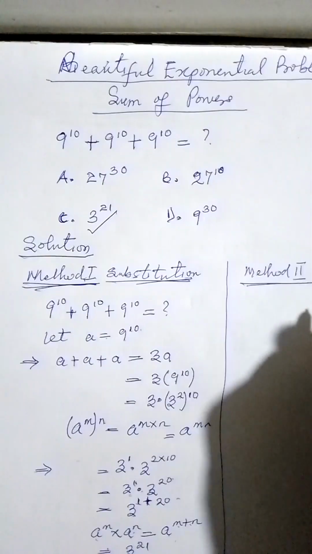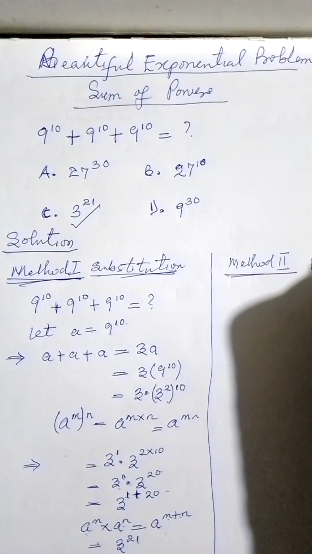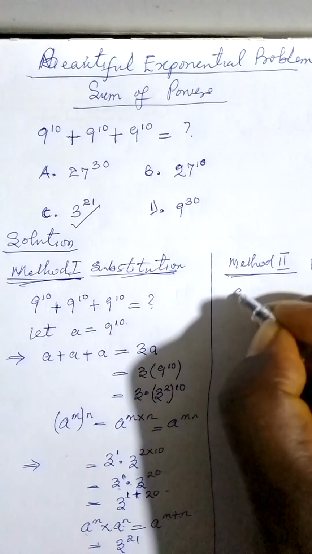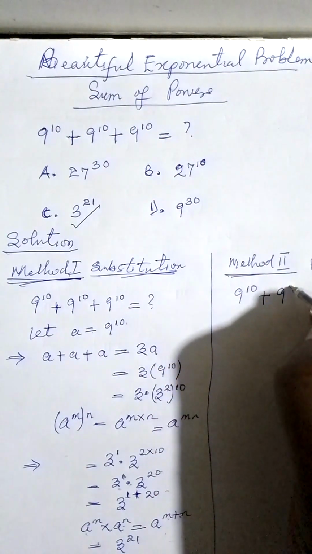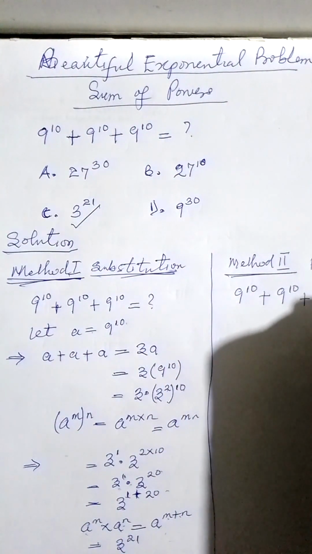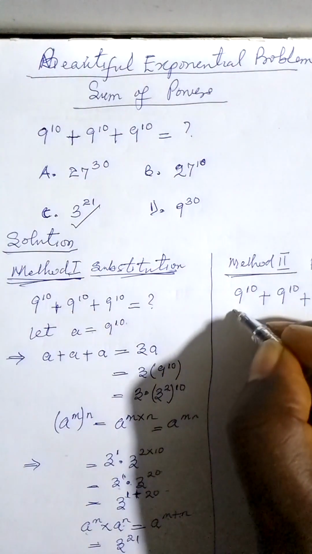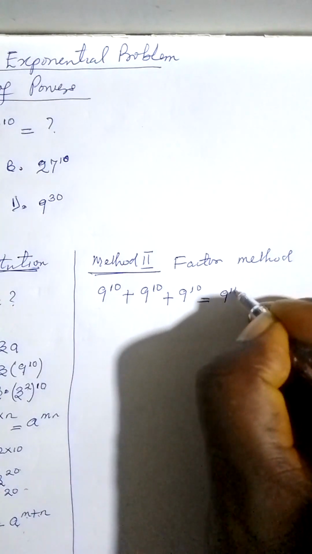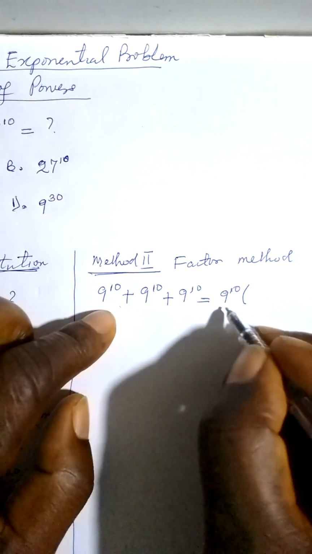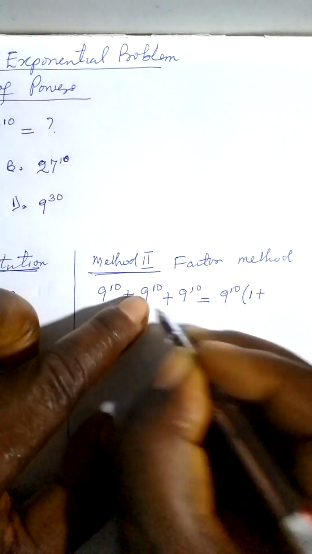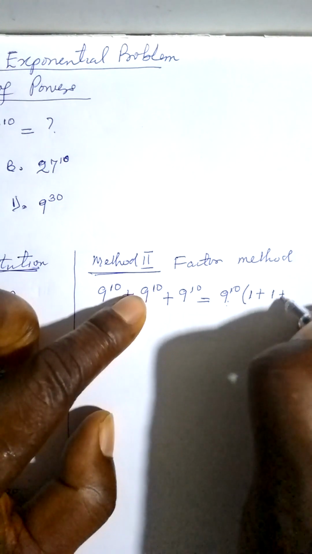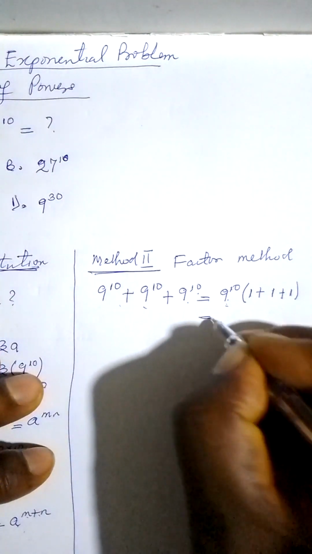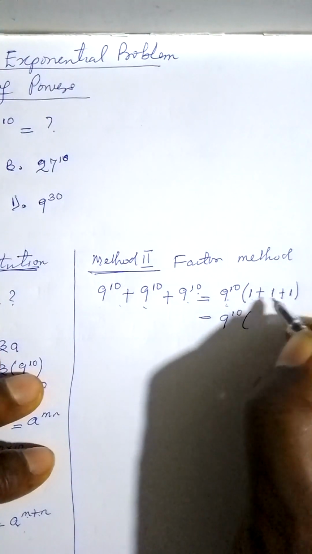So let's quickly look at method 2, which is a factor method. So we have 9 to the power of 10 plus 9 to the power of 10 plus 9 to the power of 10. The common factor here, since 9 to the power of 10 is common to all, so I'm going to just take out 9 to the power of 10, and then I have 9 to the power of 10 divided by 9 to the power of 10 will give us 1. 9 to the power of 10 divided by 9 to the power of 10 will give us 1. And then finally, 9 to the power of 10 divided by 9 to the power of 10 will give us 1. And then of course we have 9 to the power of 10 times 1 plus 1 plus 1, that will be 3.